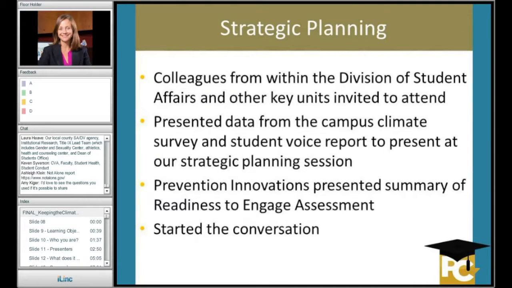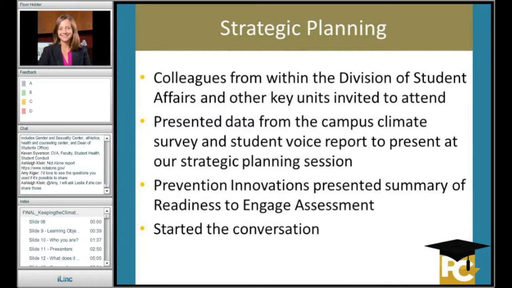Then in May, after about a year-long process, we had Jane come in and work with us on strategic planning. We brought in the campus and community partners she had identified before, asking who else we need to have at the table to work on prevention. That involved our first-year experience and orientation office, and colleagues from different cultural centers and agencies around campus. We presented data from the campus climate survey, and students presented the recommendations from the Student Voice Report. Jane facilitated our strategic planning session and also presented a summary of our readiness to engage assessment.